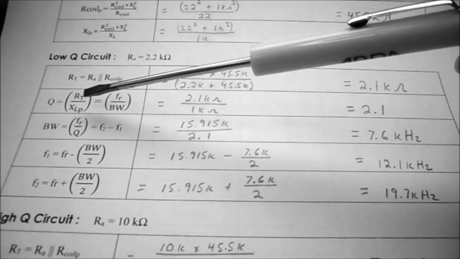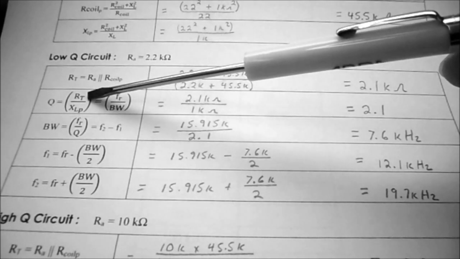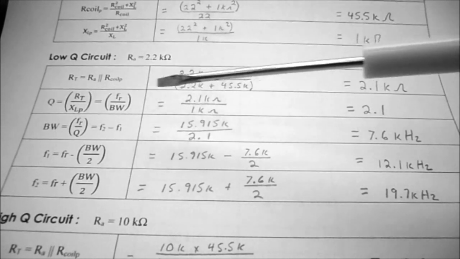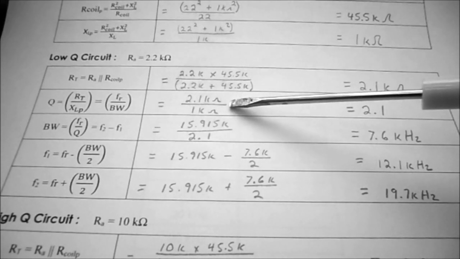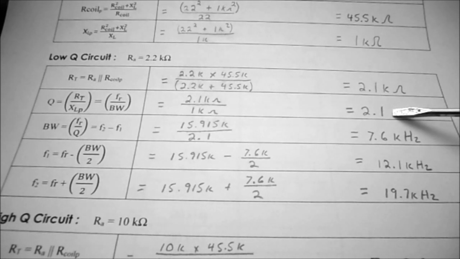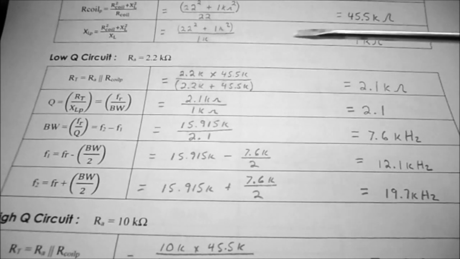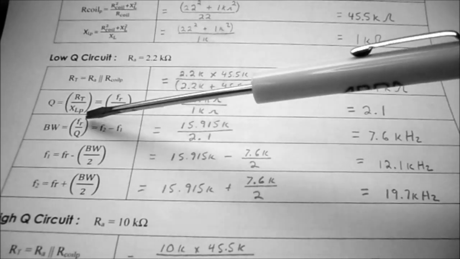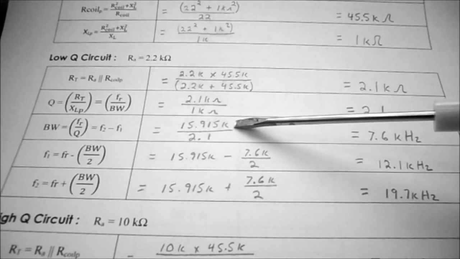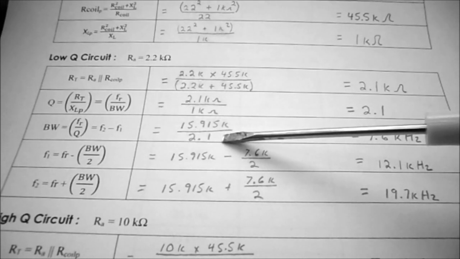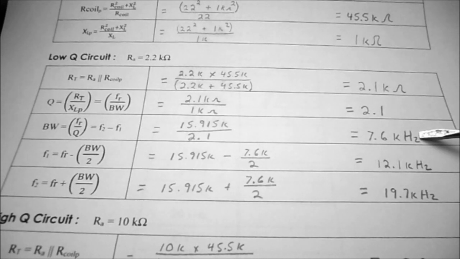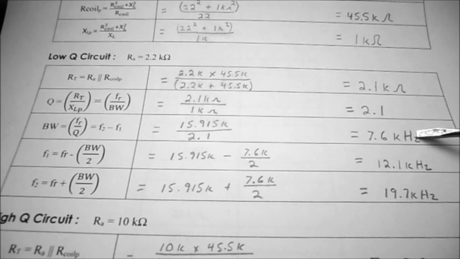So the Q of the circuit is going to be equal to RT divided by the XL parallel component. So that ends up being 2.1K divided by 1K. So we're looking for a Q of about 2.1. The bandwidth is equal to the resonant frequency divided by Q. So that's equal to 15.9K divided by 2.1. So we're looking for a bandwidth of about 7.6 kHz.